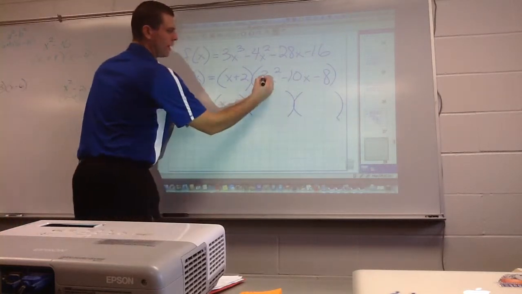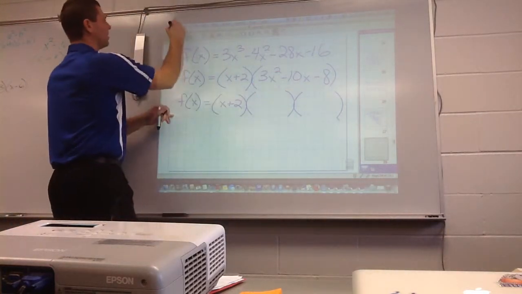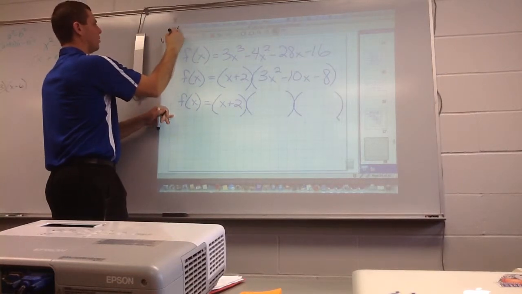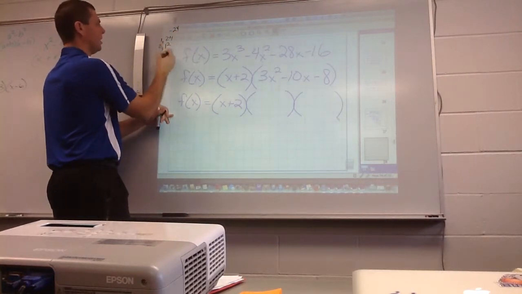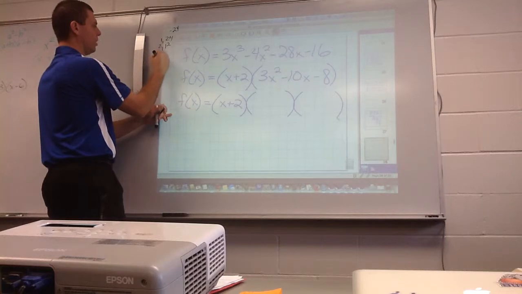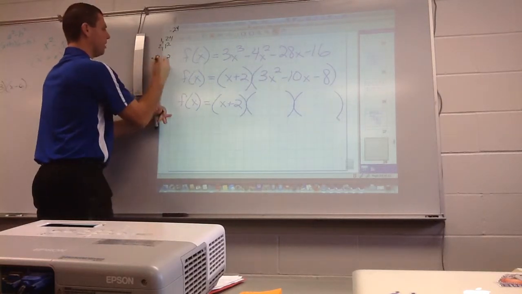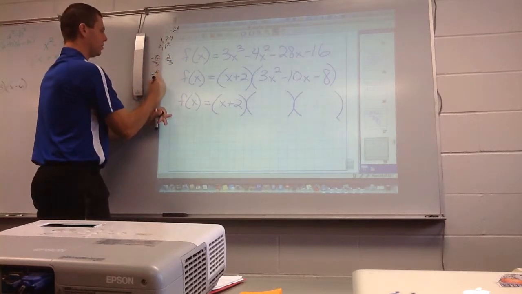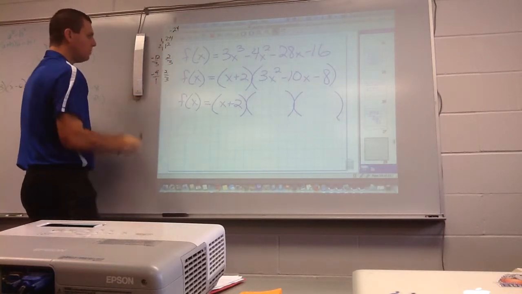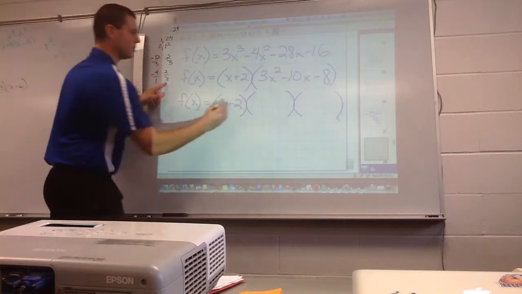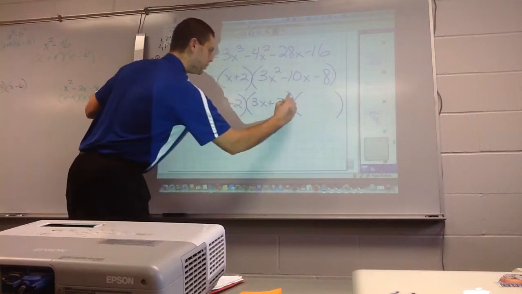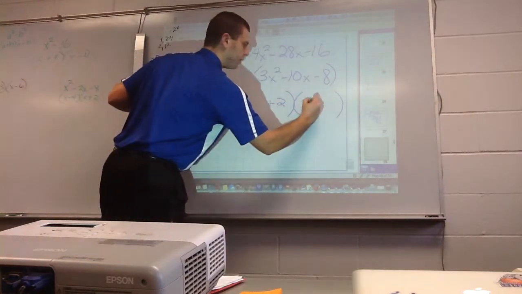Real quick, special factoring trick. 3 times negative 8 is negative 24. What multiplies to negative 24 and adds to negative 10? It's going to be a negative 12 and a 2. I divide those by 3. I reduce. So 3x plus 2, 1x minus 4.